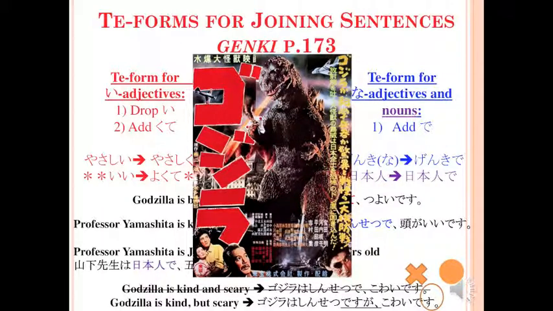In today's lesson, we talked about the te form of adjectives and the des following nouns. For e-adjectives, you drop the e and add kute. For na-adjectives and nouns, you add de. And don't forget, you can't mix the good and the bad.